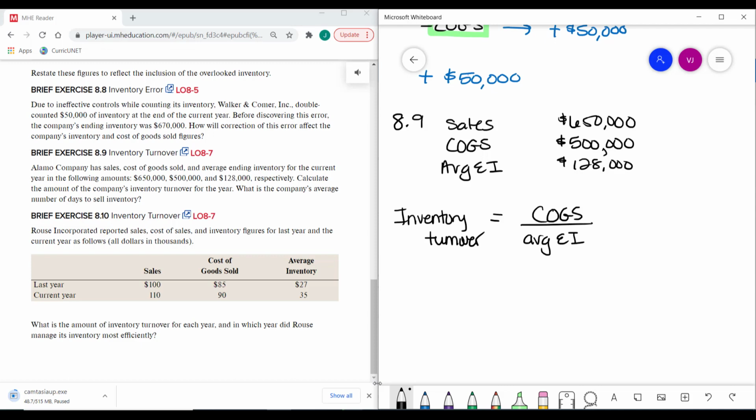Okay? So we're looking at how quickly inventory is being turned over, or in other words, how quickly inventory is being sold. So our cost of goods sold is $500,000, and our average ending inventory is $128,000.